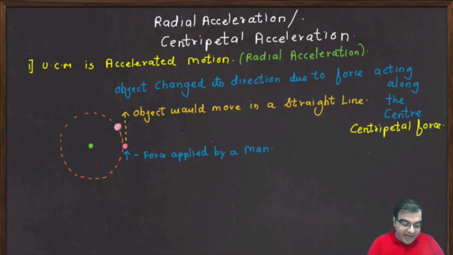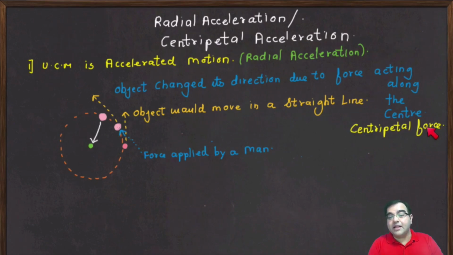Now let's say you have again an object here. At this point, when your car is here, you again press the accelerator. When you press the accelerator, you would again expect the object to move in a straight line, but the object has changed its direction. Again, this is possible only when there is a force acting on this object, directed towards the center. The force which is acting on the object and is directed towards the center is called the centripetal force.